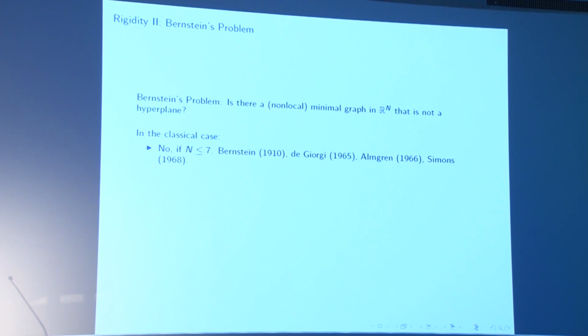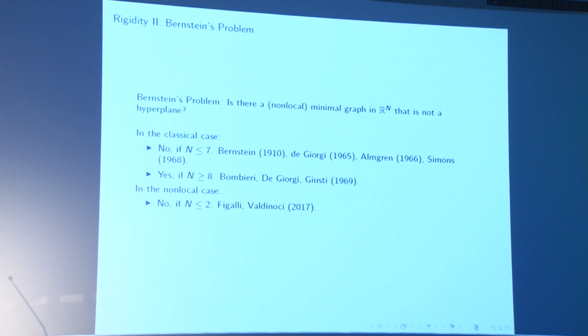So this was studied by Bernstein, De Giorgi, Almgren, and Simons. But the answer is yes if n is 8. So there are cones which are minimal graphs, and this stops the regularity for perimeter minimizing sets. So in a sense, if I have a perimeter minimizing set, it is smooth up to dimension n equal 7.